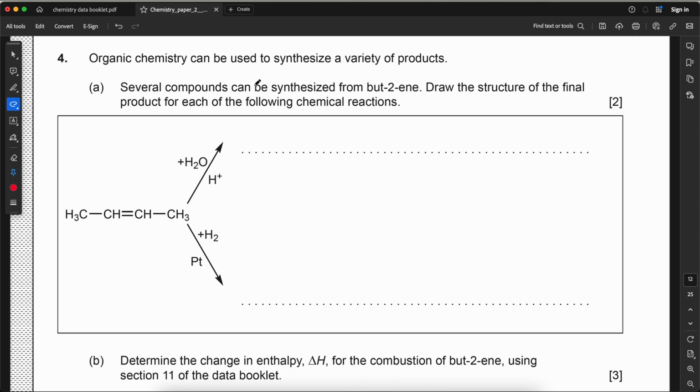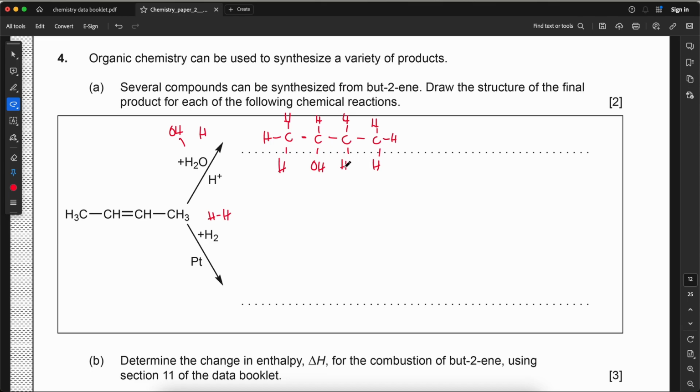Organic chemistry can be used to synthesize a variety of products. Several products can be synthesized from butene. Draw the structure of the final product for each of the following chemical reactions. So if you add H2O, that would be OH and H, and this one will be H and H. So CH3, CH, OH, CH2, and now CH2, CH3.